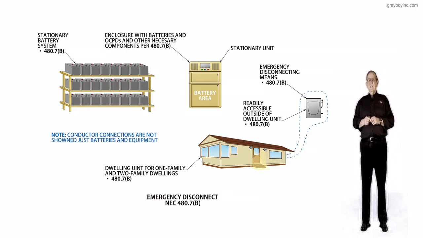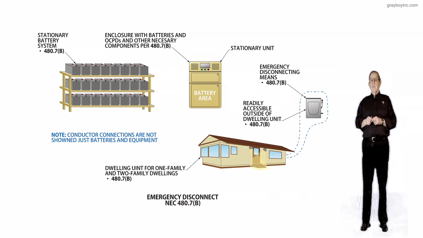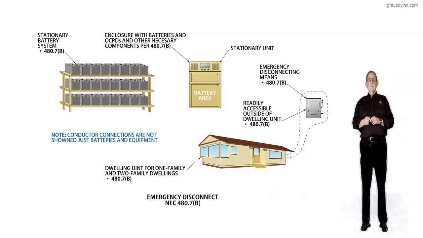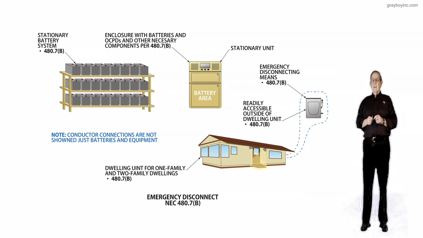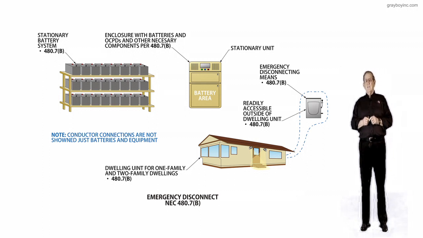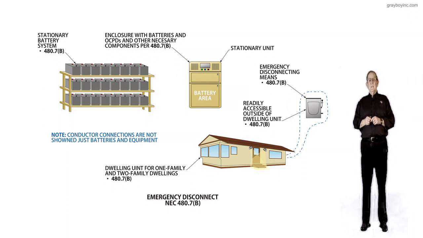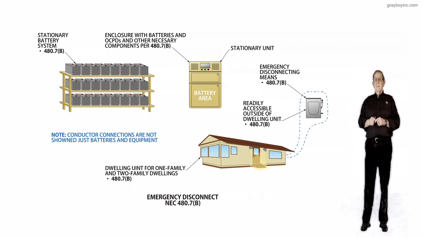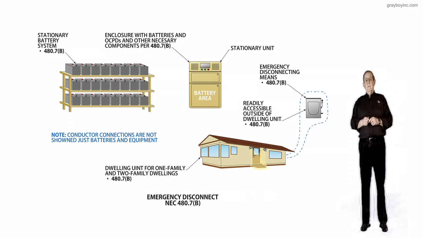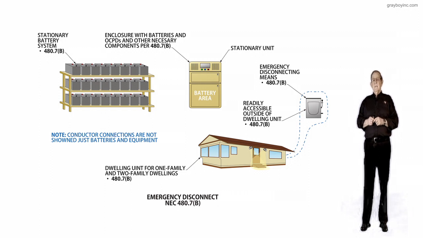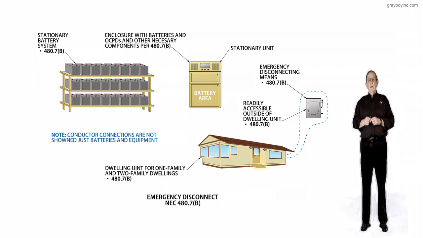and mainly a disconnect or its remote control for stationary battery systems shall be located at a readily accessible location outside the building for emergency use and labeled emergency disconnect. Now, we can determine the difference in readily accessible and accessible by going to and reviewing the definition of such terms in NEC Article 100.